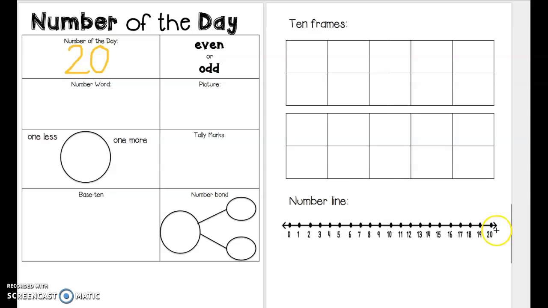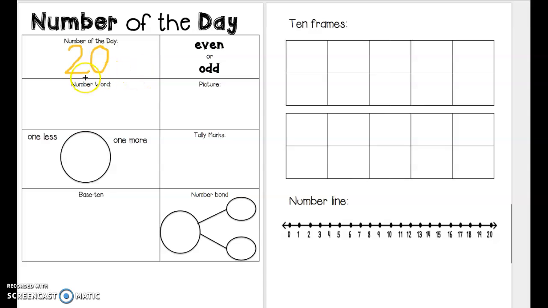But you notice on the number line that it ends with an arrow. That is because it keeps going, right? There are numbers that are greater or larger than 20. So that is why that number line just has an arrow there. So you know that the numbers would keep going and going. So this one actually ends with 20.